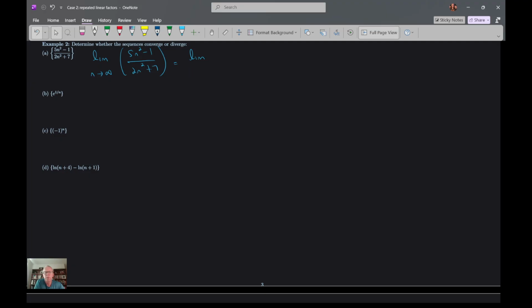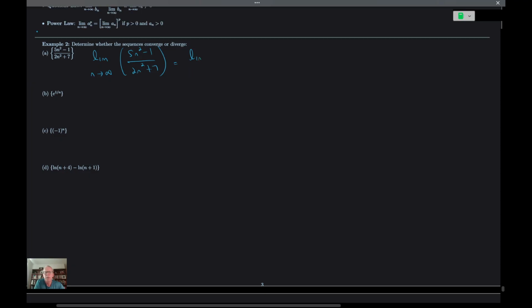So, limit as n goes to infinity. Divide each term by n^2. So we get (5 - 1/n^2)/(2 + 7/n^2). Now, as n gets bigger and bigger, the 1/n^2 goes to 0. That goes to 0. That goes to 0. And so this is 5/2. So since we have a finite answer, this sequence converges.